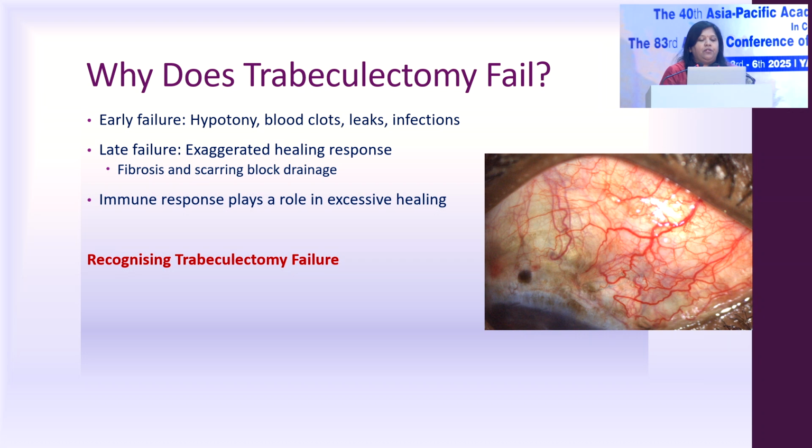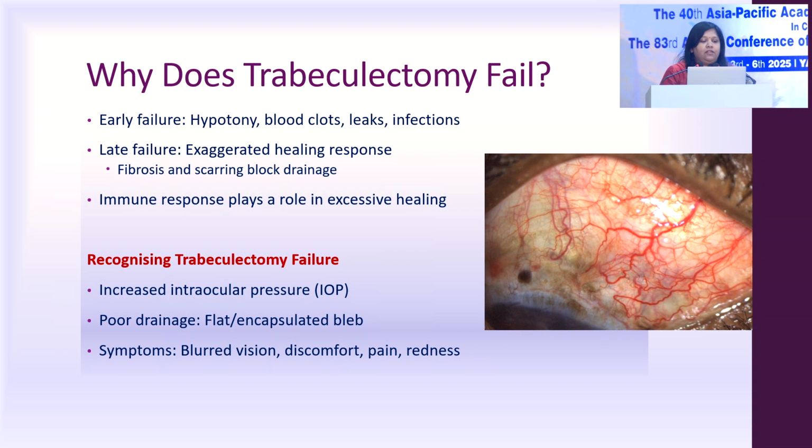So why does a TRAB fail? Early failure may be attributed to hypotony, blood clots, leaks and infections. Late failure may be due to exaggerated healing response, that is fibrosis and scarring that block the drainage. And of course, the immune response plays a role in excessive healing, particularly in inflammatory glaucomas and in young patients.